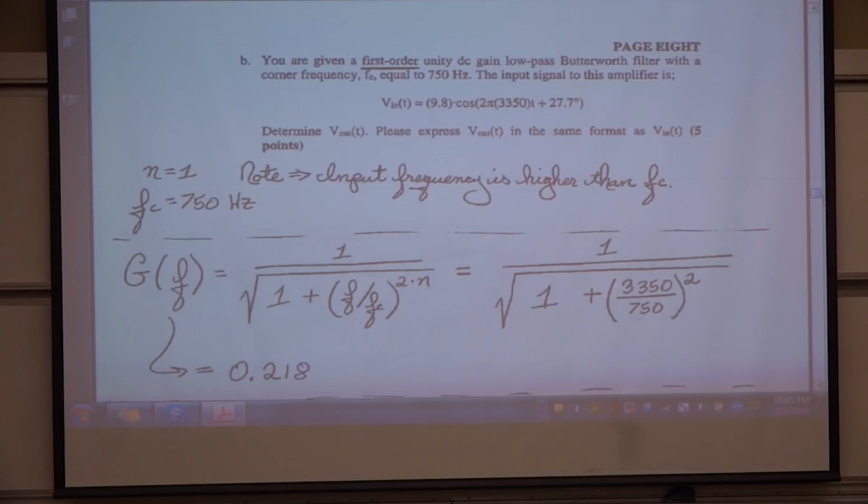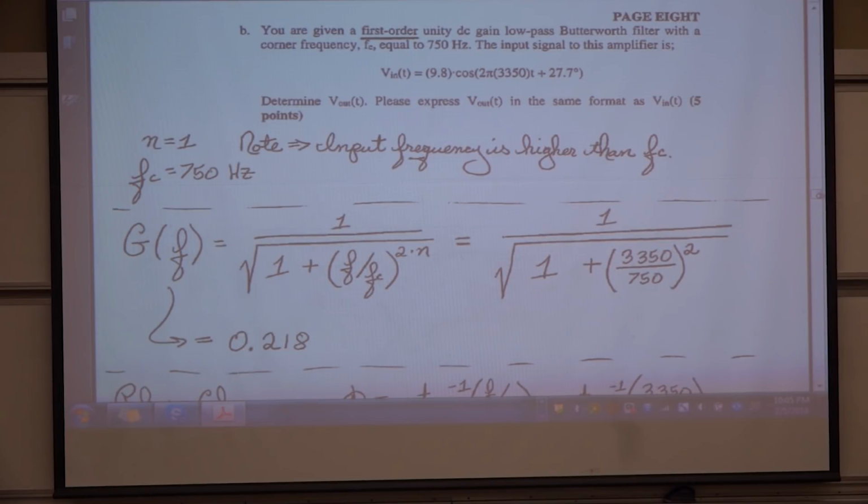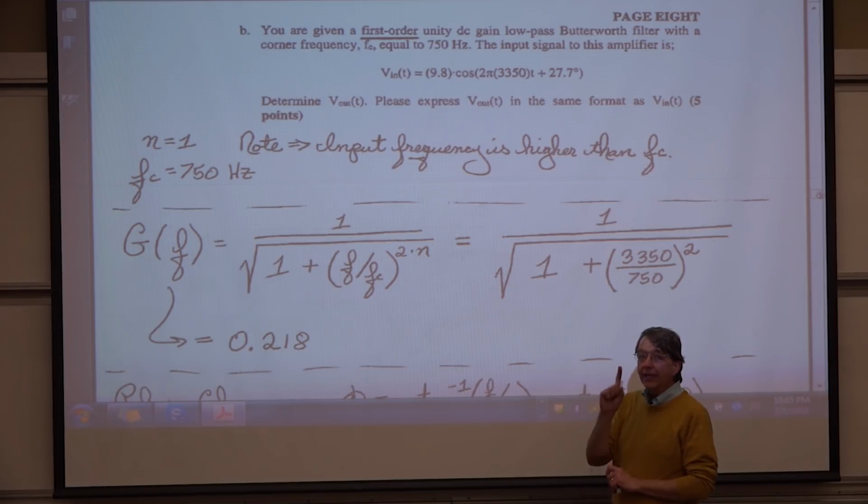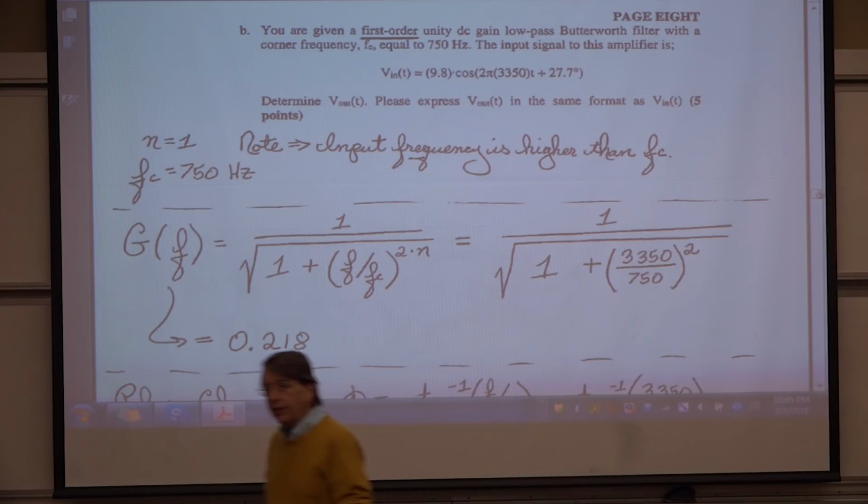Now, part B, you're given a first order unity DC gain. First order, N is 1. Unity DC gain, gain is 1. So you're given a first order unity DC gain of 1 low pass Butterworth filter. Great. And the corner frequency is 750 hertz. The input signal is here. Determine V out.